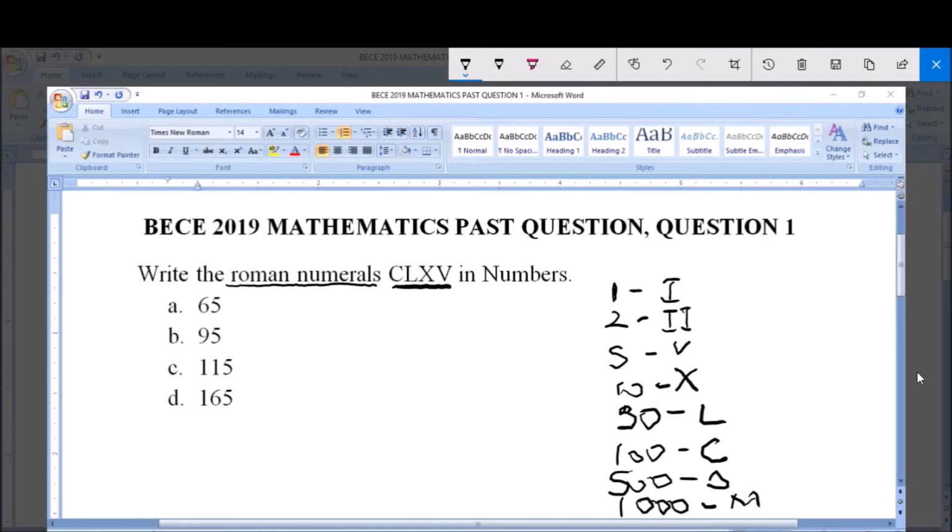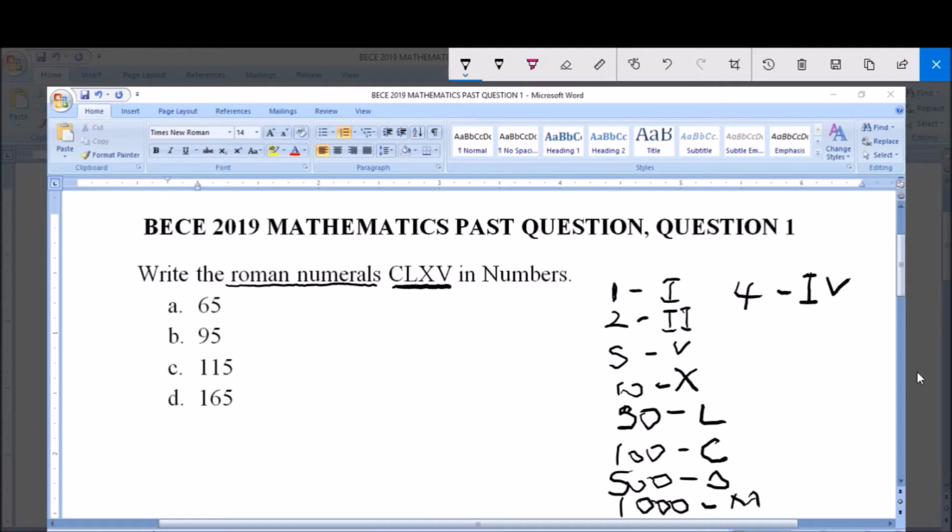Take for instance, if you want to write 4. Now 4 is derived from what? From 1 and 5. How? 4 simply means 1 before 5. Like we know, 1 plus 4 will give us 5. So meaning 1 before 5. And for you to write 4 in Roman numerals, you're writing 1 before 5, and that is I before V. And this is 4. That is why I say others are derived from these basic ones.